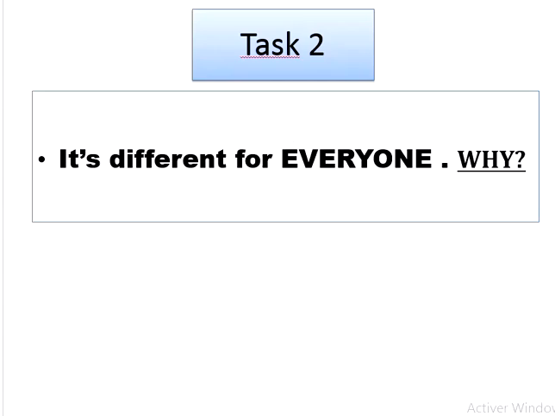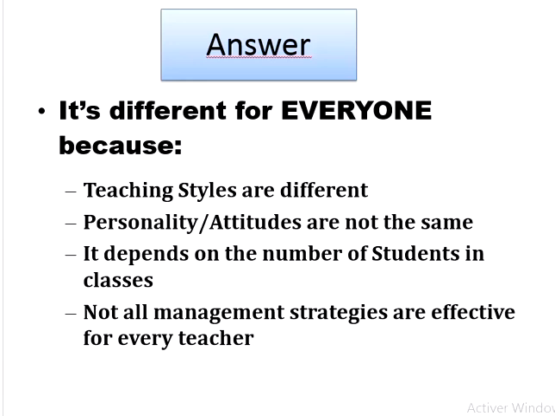It's different to everyone. Why? Classroom management is different to everyone. Of course it's different because teaching styles are different. It means teachers' styles are different. Personality and attitudes are not the same. It depends on the number of students in the classes, because the way you manage small classes is not like managing large, big classes. Not all management strategies are effective for every teacher.